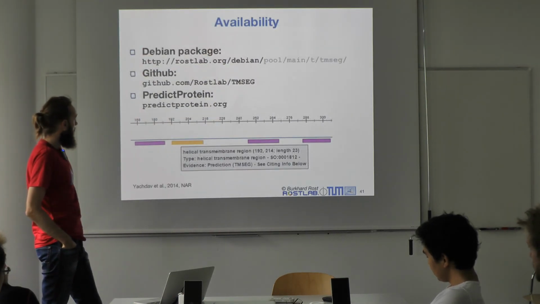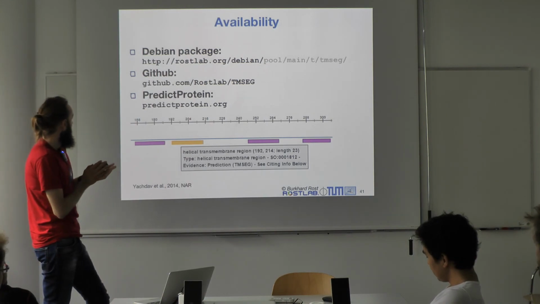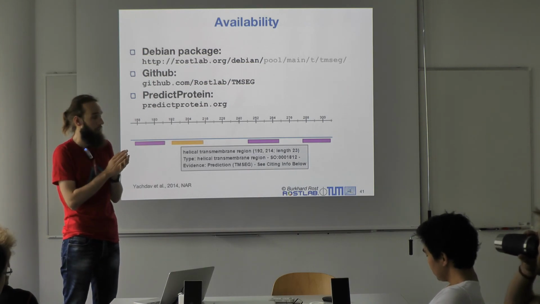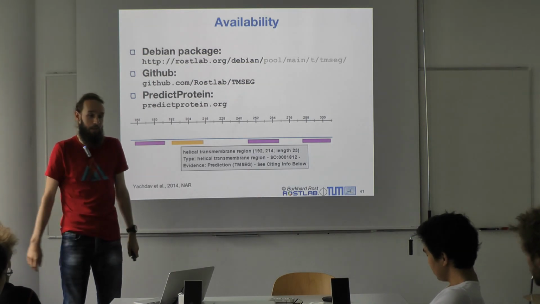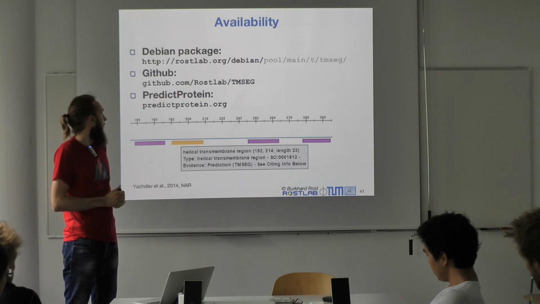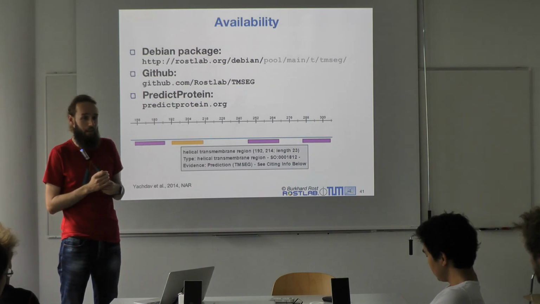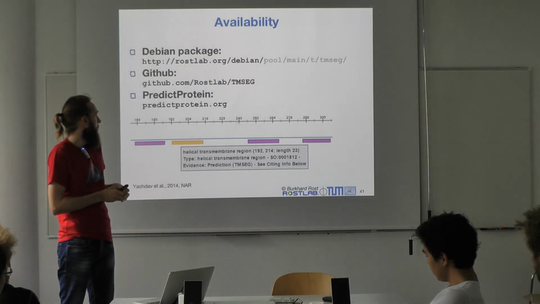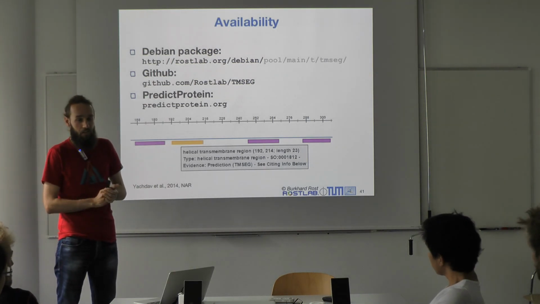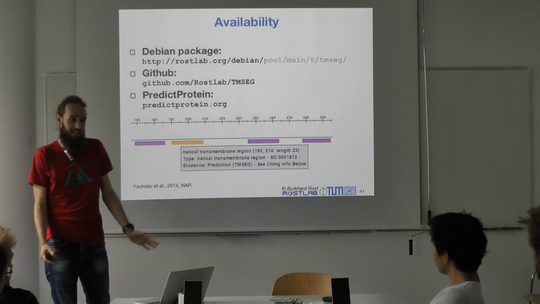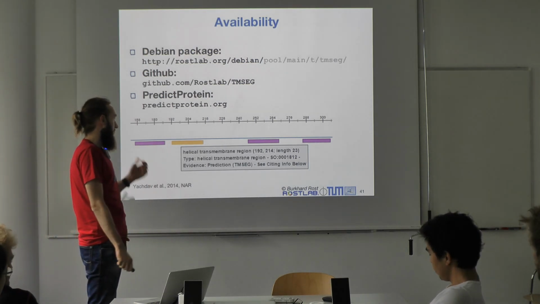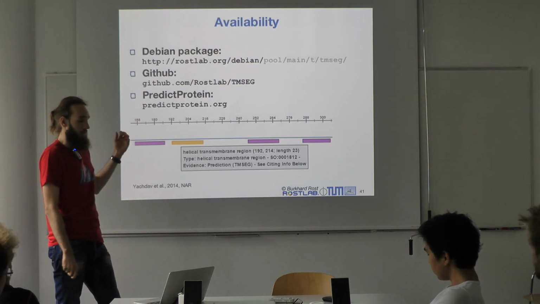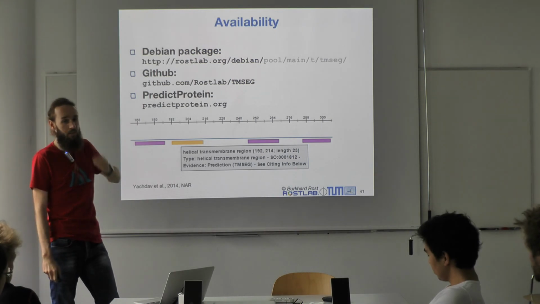Okay, and finally, that's just a general point as well. Your method is of no value if no one can use it. So we have to make sure that it's available. Ideally, something like that. We have a Debian repository at RostLab, which means you just have to add this as a source, and then you can use apt-get install TMSEG, and it works, which is great. Or you can get the source code and compile it yourself from GitHub. And then finally, of course, it's also integrated into our Predict Protein web server.